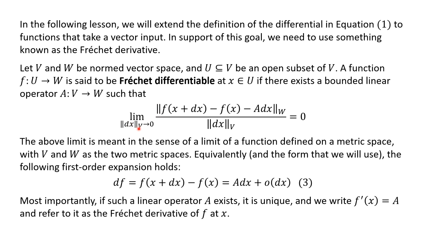So it's the dx approaching 0, and we're using the norm defined on the vector space V. That's what the little v down here means, and that means the same thing here. And then on the top we have this difference, so it's f of x plus dx minus f of x minus this linear operator times dx, and the norm here is in the codomain, the vector space W. The above limit is meant in the sense of a limit of a function defined on a metric space that induces these norms, with V and W as the two metric spaces.